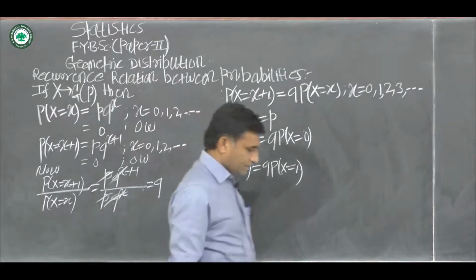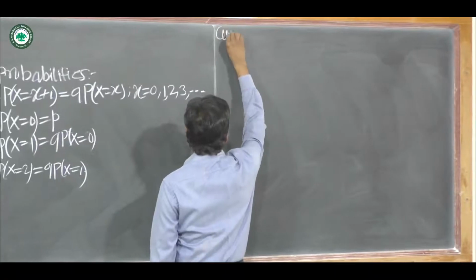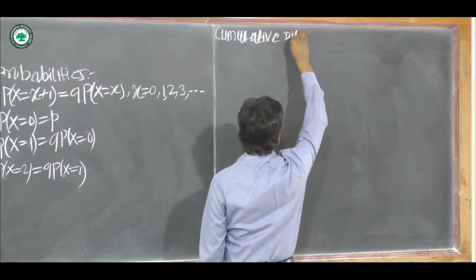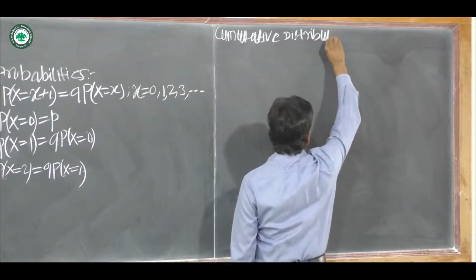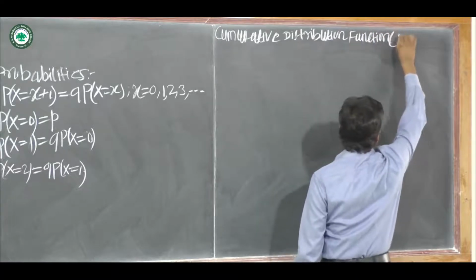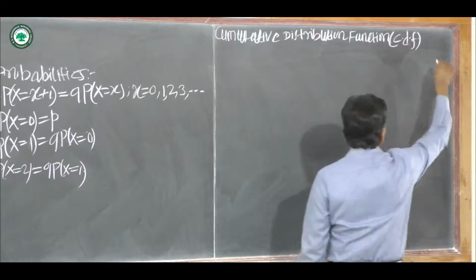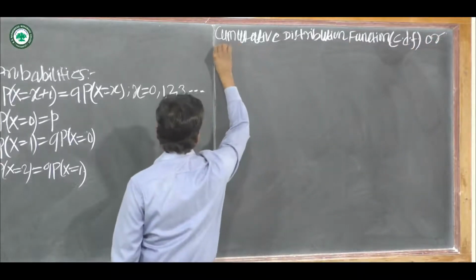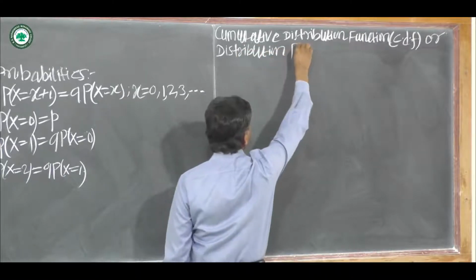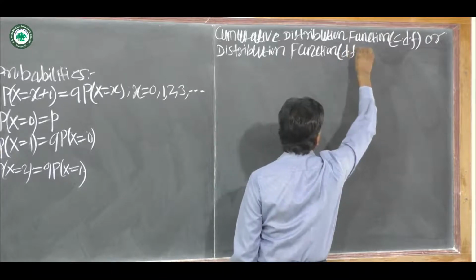Okay, now we see the distribution function of geometric distribution, or it is also called the cumulative distribution function, in bracket CDF, cumulative distribution function or simply distribution function, or distribution function, DF in bracket DF.